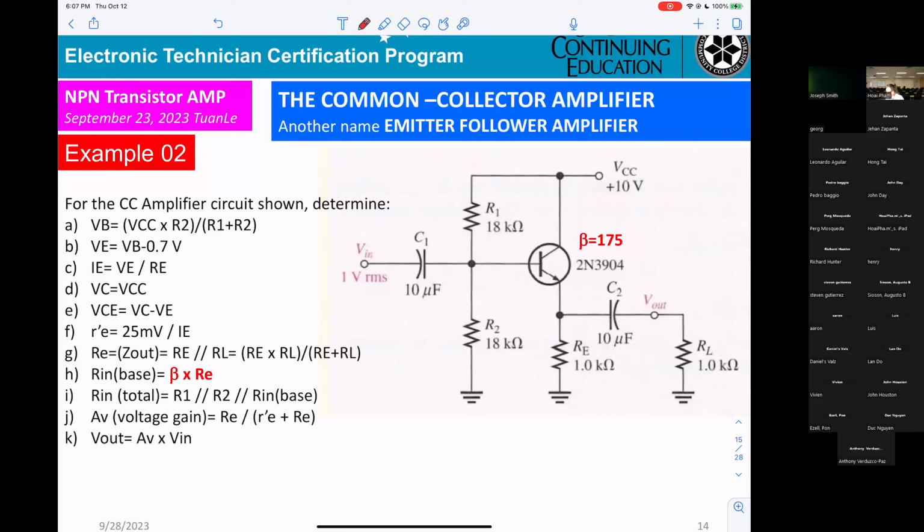Okay, what is the VB equal? 5. How many volt? 5 volt. Okay, 5 volt. So that will be 4.3, perfect. That will be equal 4.3 milliamp, perfect.